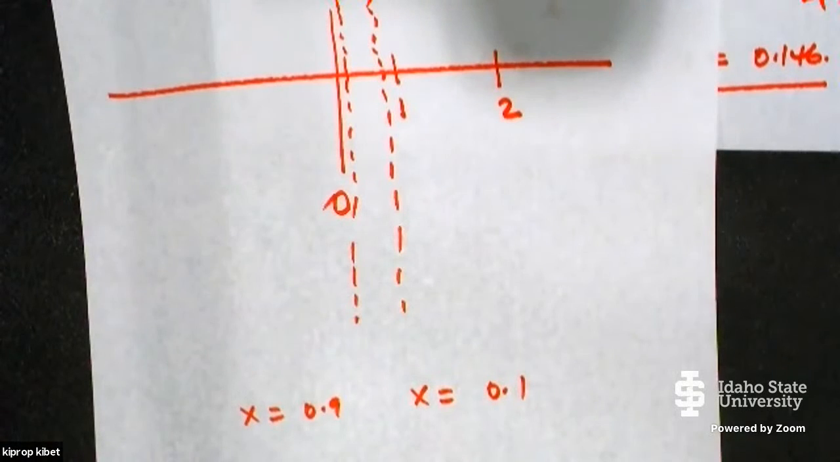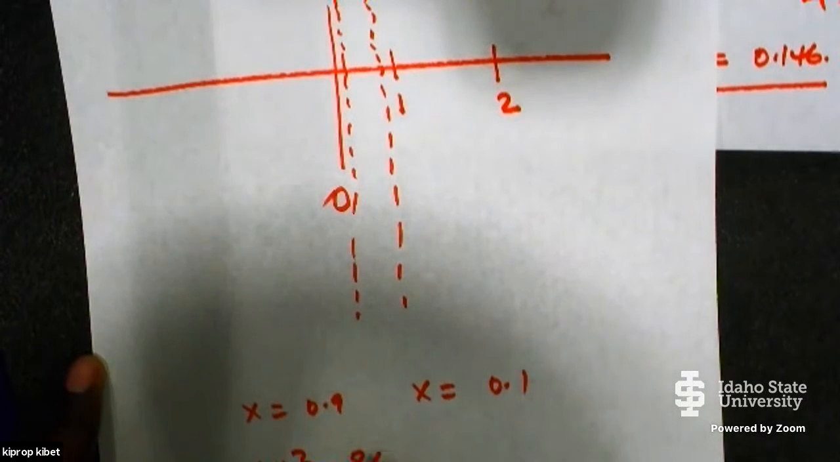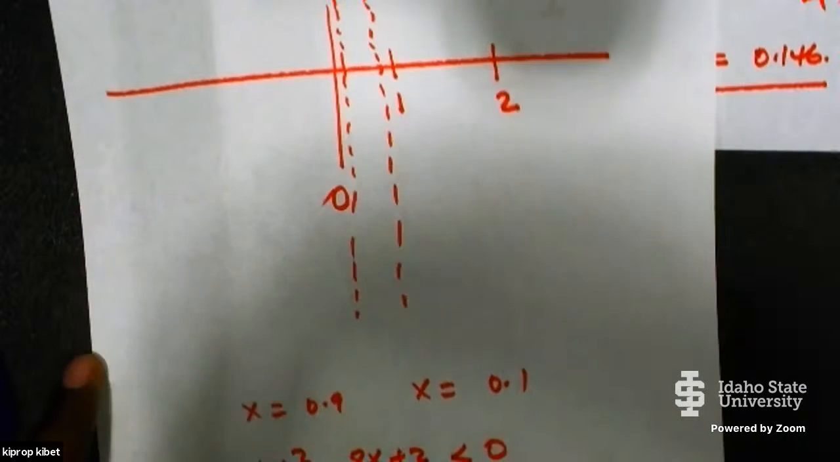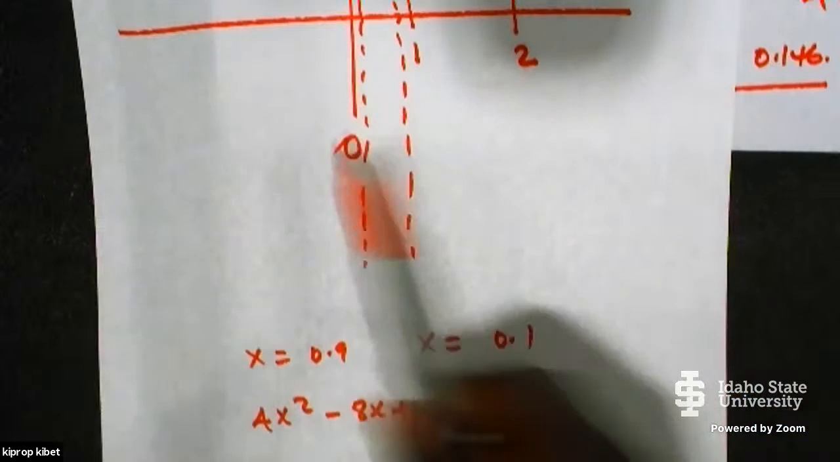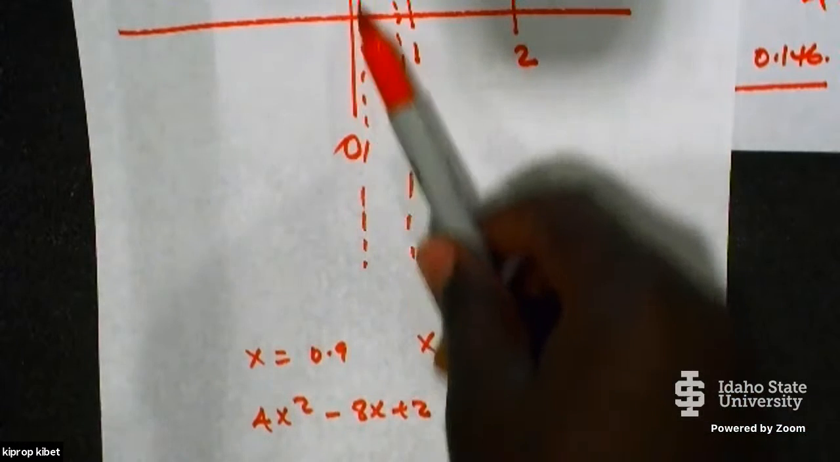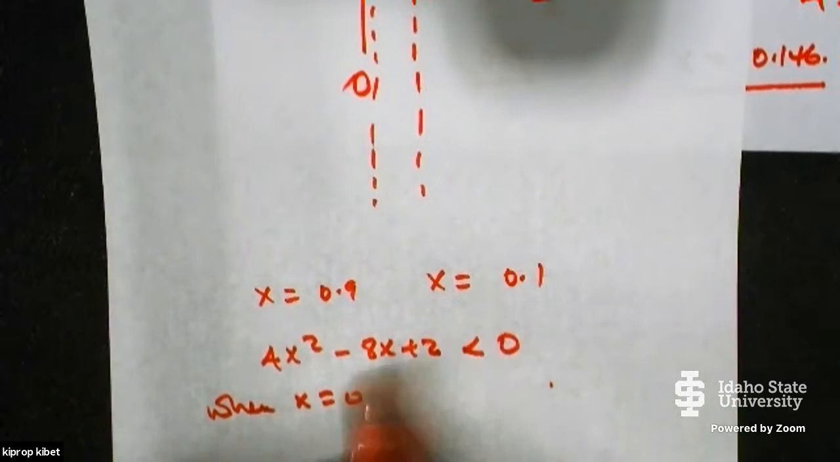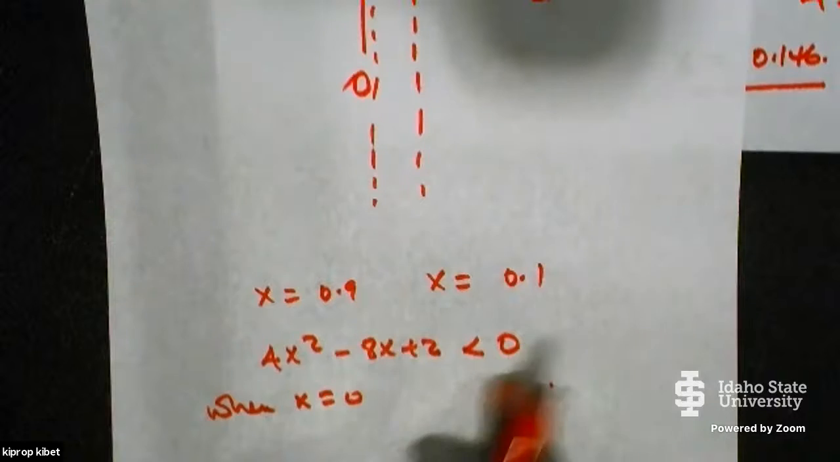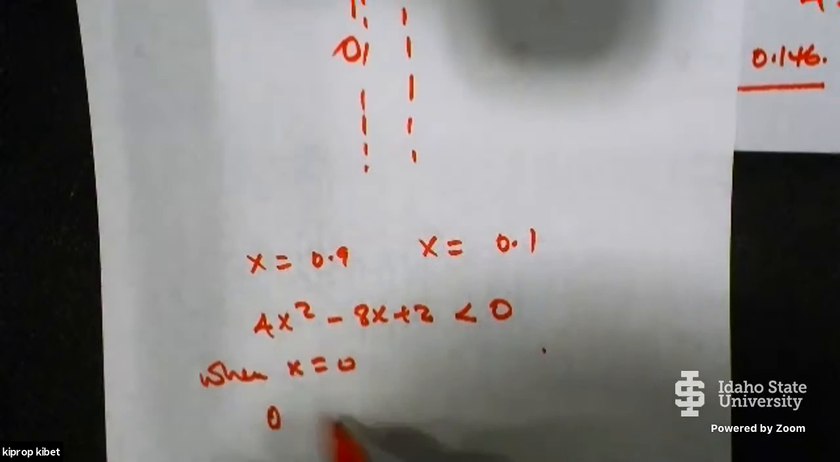So our inequality is 4x squared minus 8x plus 2 less than 0. So we use trial and error. We can start when x equals 0. When you slot it in, will this be less than 0? 0 times 4 is 0, minus 0, plus 2, less than 0. Is this less than 0?